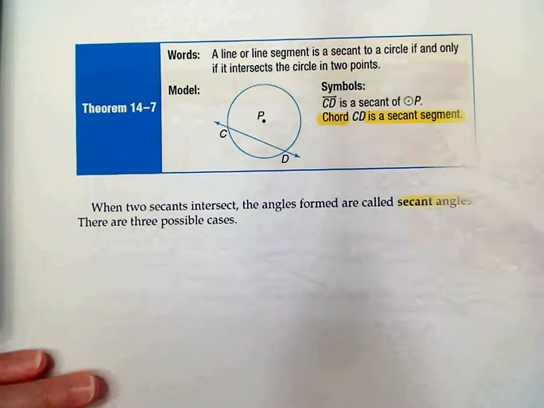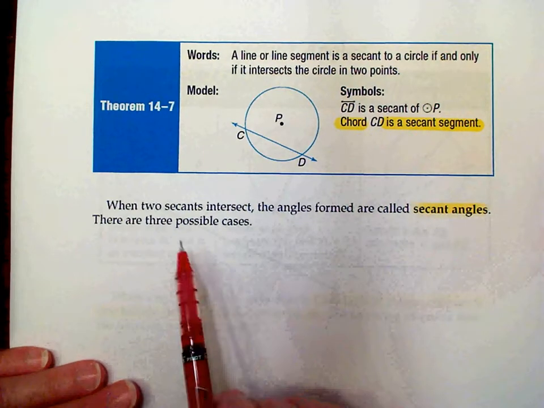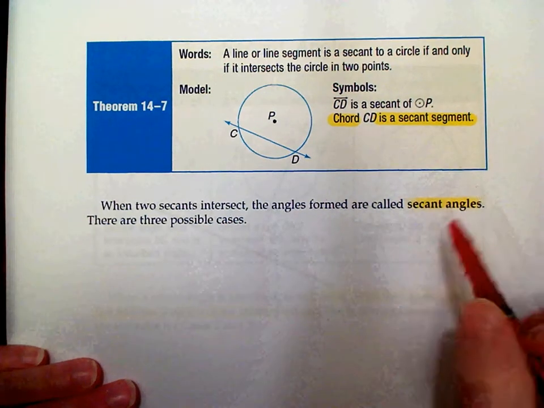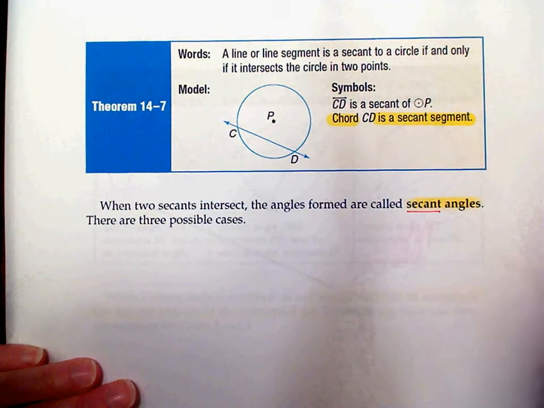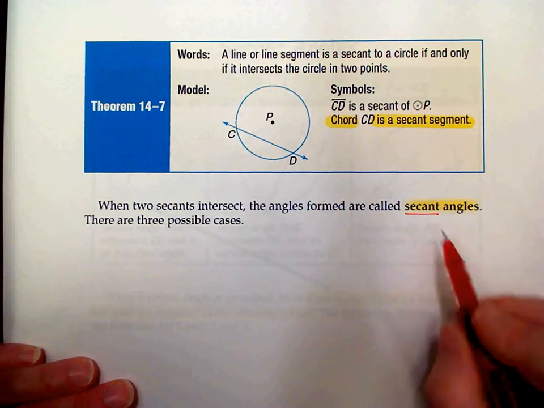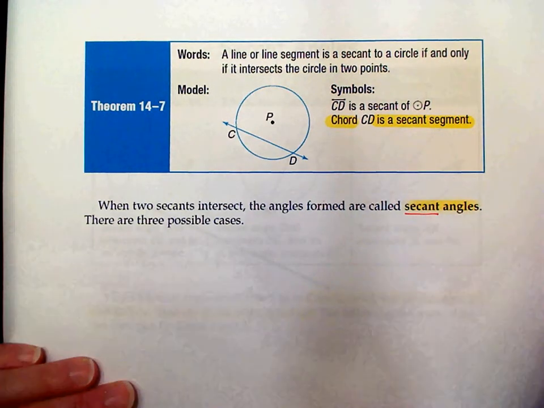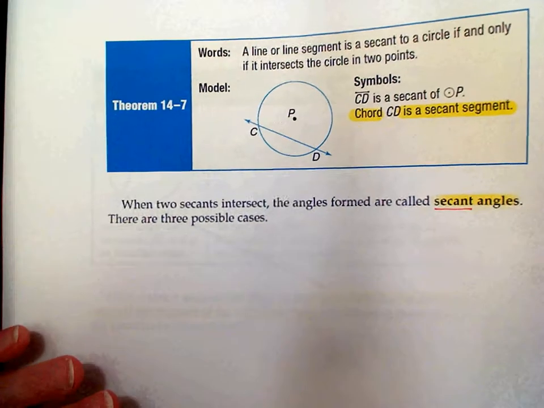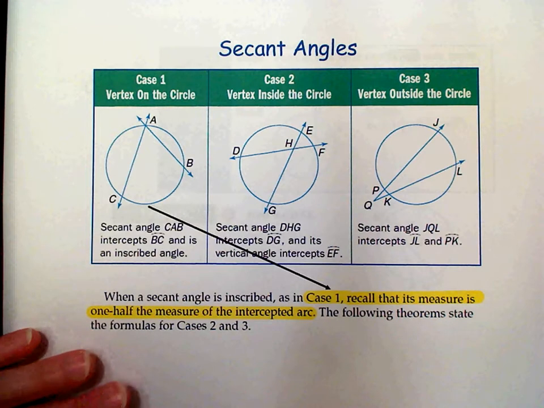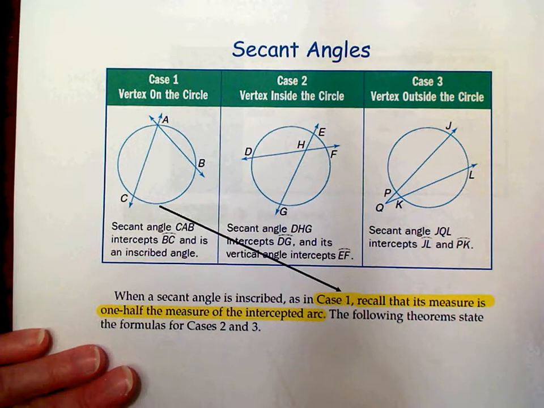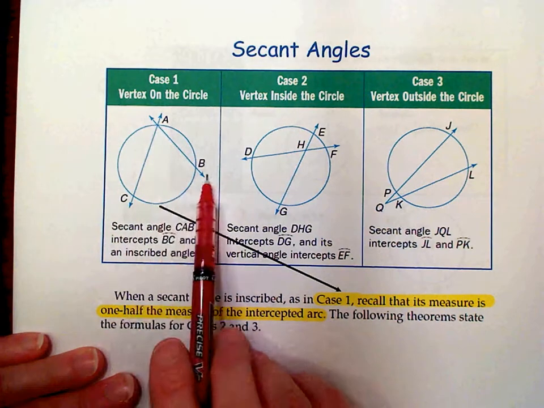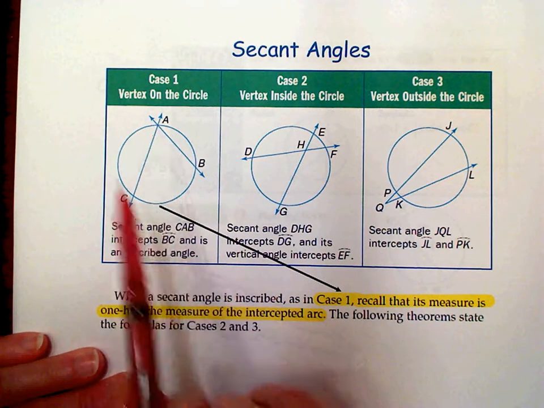So today, when we have two secants intersecting, the angle they form is called a secant angle. That makes sense. If two secants intersect, they're forming a secant angle. Now there are three cases of secant angles. One of the cases we've already looked at. So here are two secants intersecting at point A.